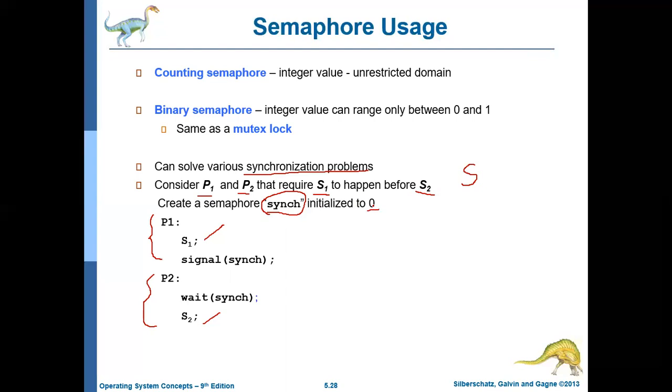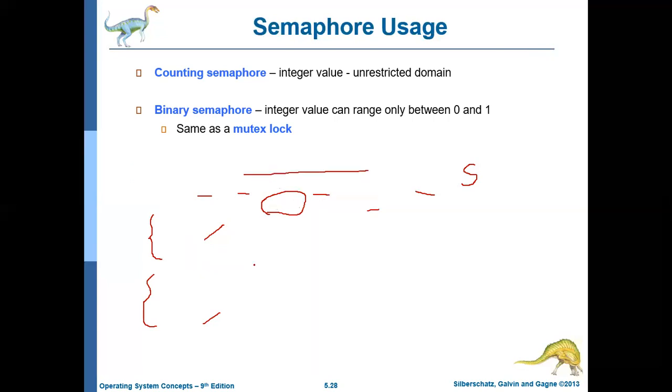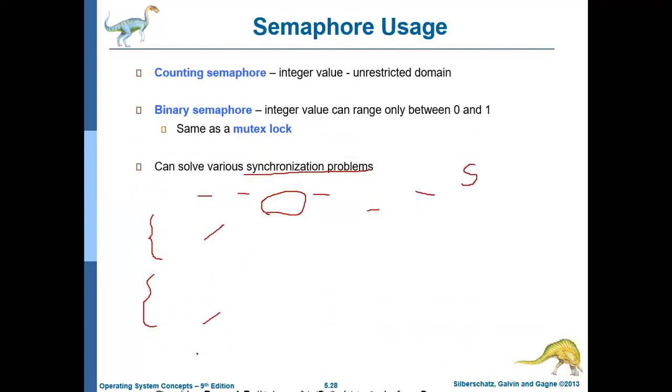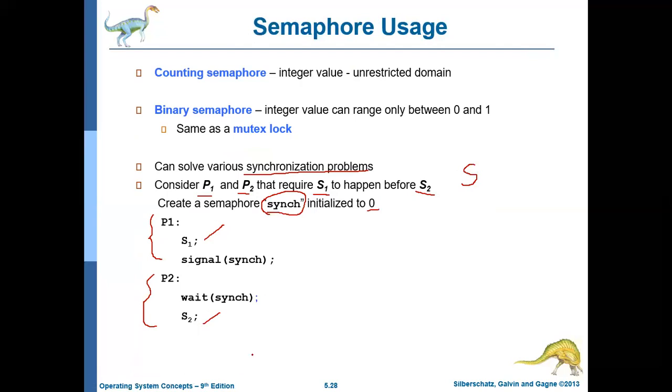So what it will do is, once S1 is completed, P1 will send signal of sync. Assume P1 is executing first. If P1 is executing first, then S1 will execute first, and then it will call signal of sync. You know the code for signal: it will just increment the sync. So sync will become 1. Sync, which is initially 0, has now become 1.